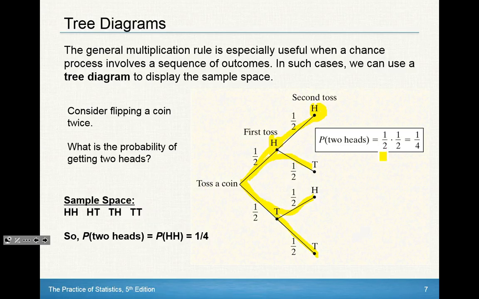The other way of looking at it, though, is the probability on your first toss is 1/2 to get heads, and then the probability on your second toss is 1/2 to get heads. So if you multiply those together, you still get 1 out of 4, so 1/4.